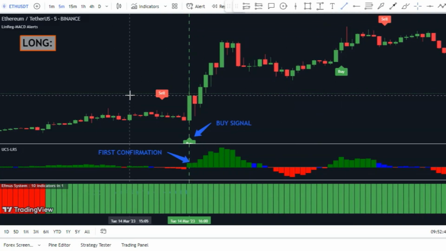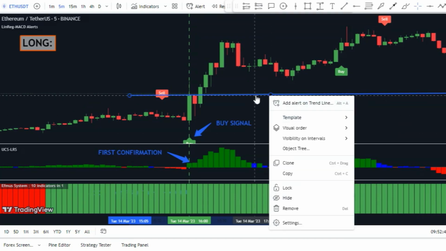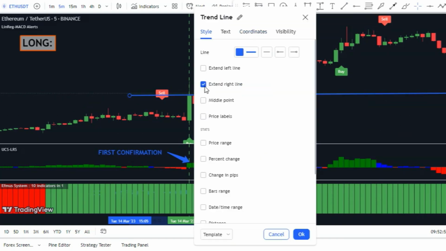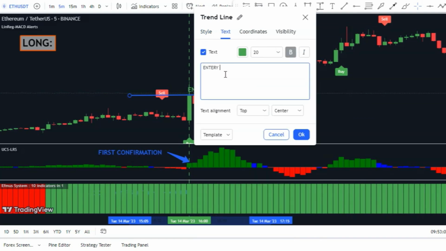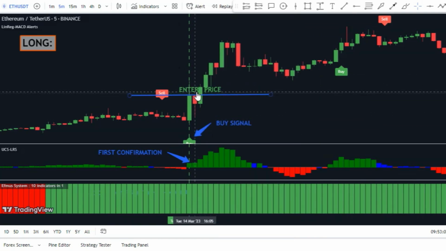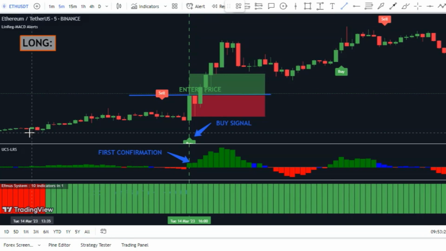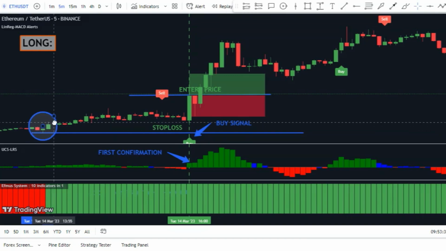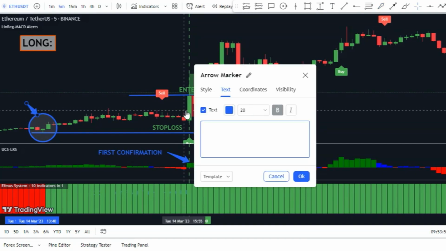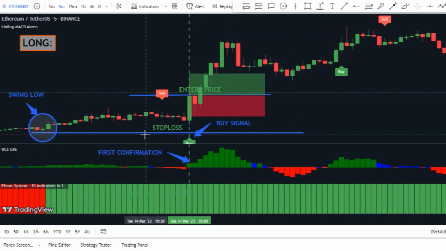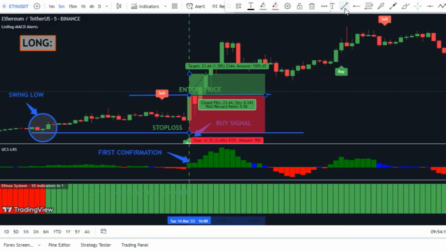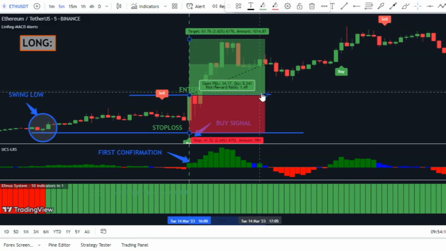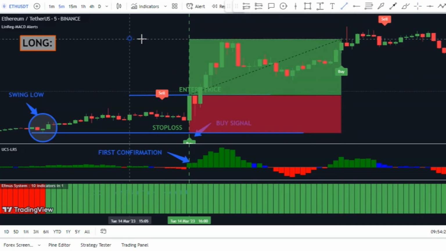Once you have confirmed the buy signal by these indicators, enter the buy trade at the close price of the signal candle. Then place the stop loss below the swing low. And finally, adjust the risk-reward ratio to 1 to 1.5.